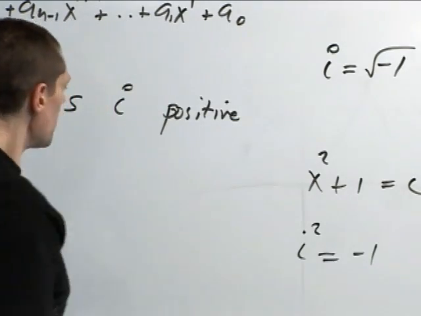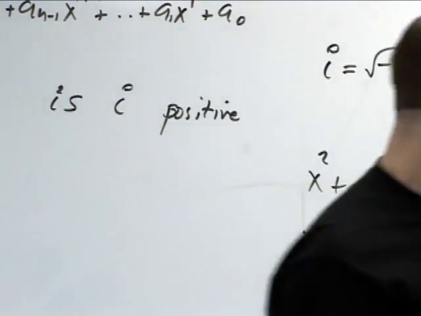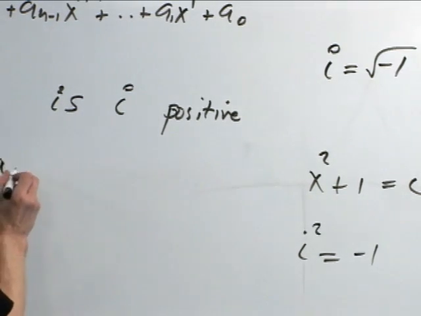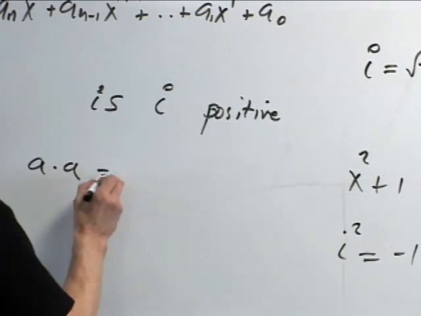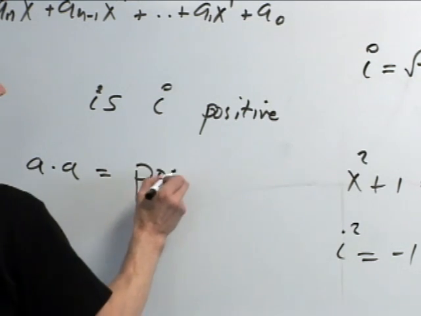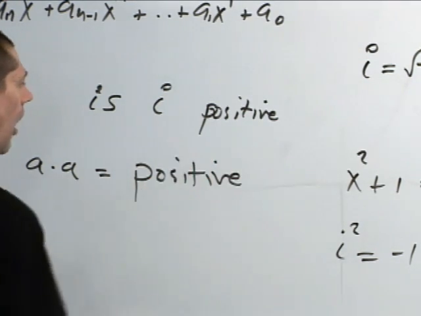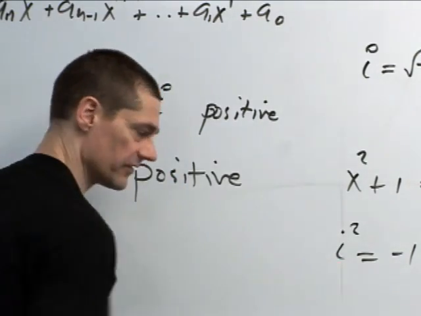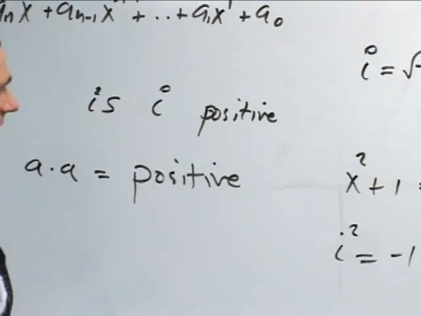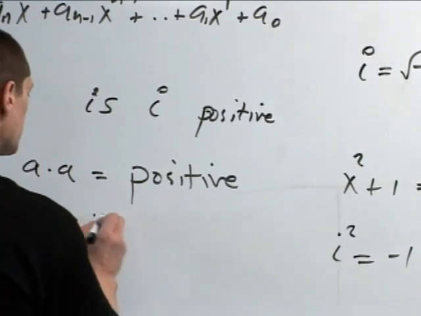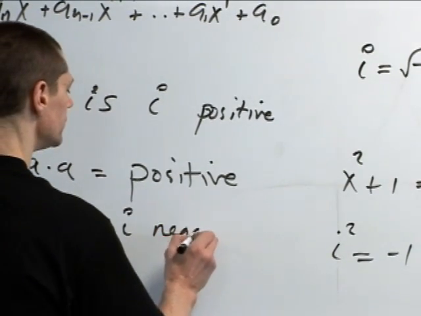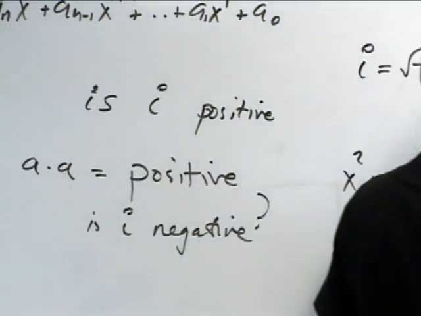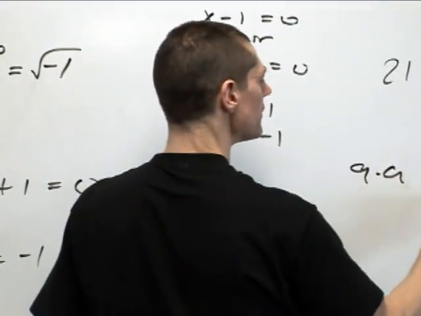Well, is i a positive real number? What happens to a positive real number? If you multiply two positive real numbers, so if a is positive, a times a is definitely positive. But i squared is negative, so it can't be a positive real number. Is i negative? Well, if a is negative, a times a is positive.